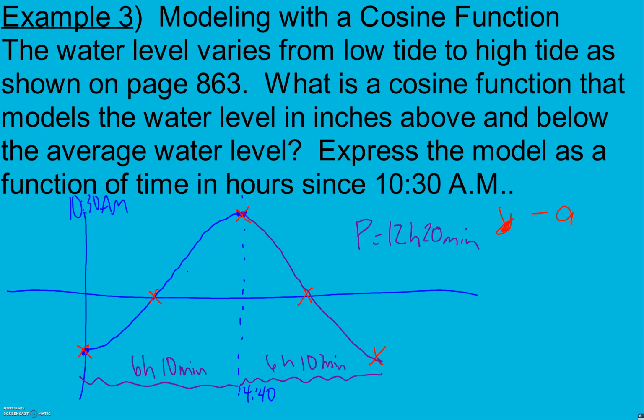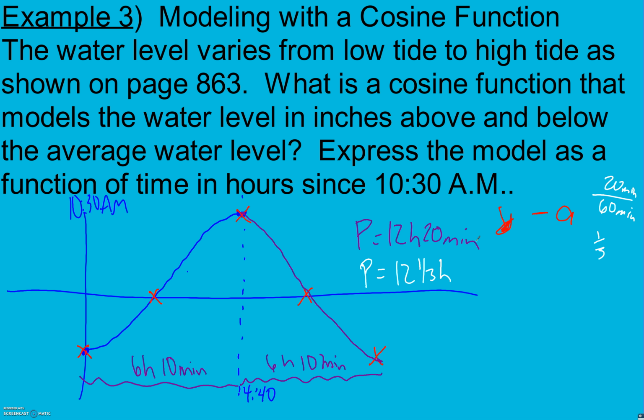I'm going to rewrite that. Guys, 20 minutes out of a full hour worth of 60 minutes is going to be 1/3. So our period is going to be 12 1/3 hours. I'm just rewriting it so it's all labeled the same to make it a little bit easier.